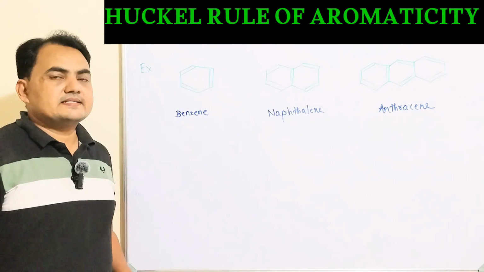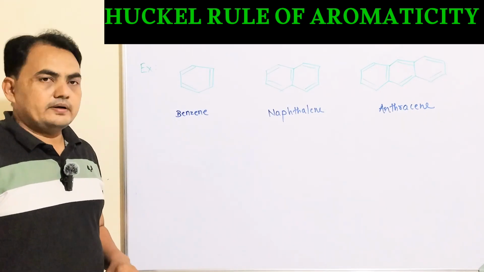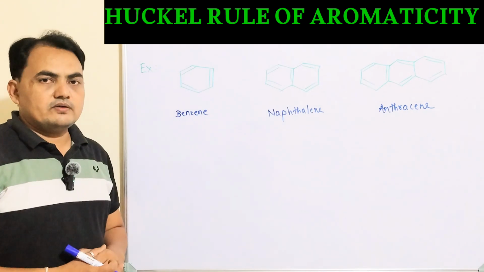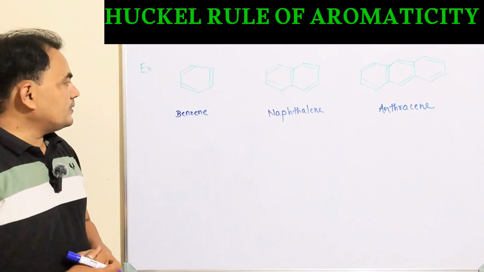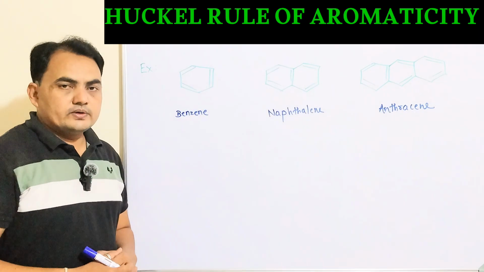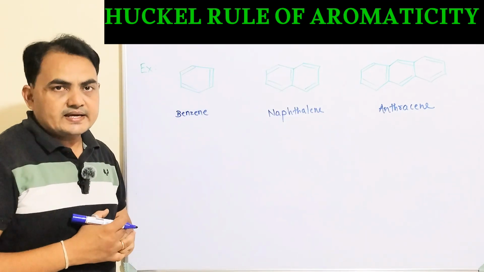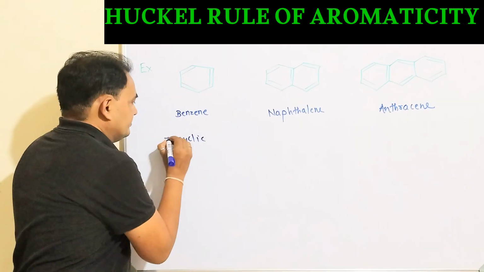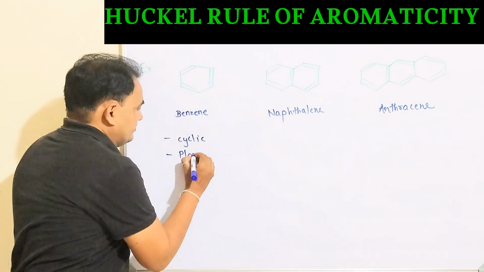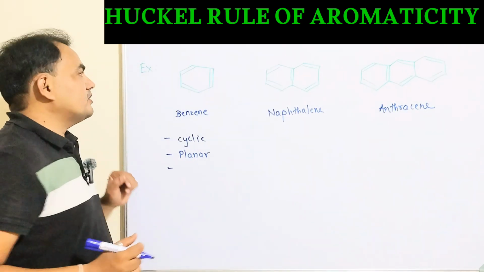Now we see some examples of this. Suppose we take benzene, and we can check whether the compound is aromatic or non-aromatic. So first of all, we must know Huckel rule. According to Huckel rule, benzene ring is cyclic, it is planar, and the benzene ring is fully conjugated.